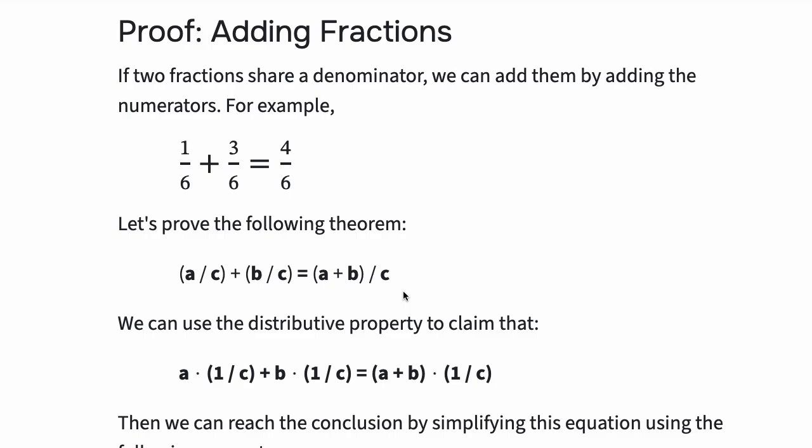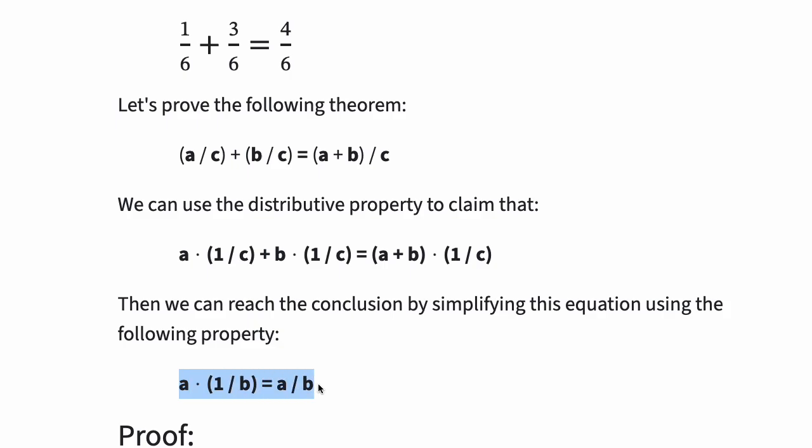Let's prove this theorem. We can use the distributive property to claim that A times 1 over C plus B times 1 over C equals (A plus B) times 1 over C. Then we can reach the conclusion by simplifying this equation using the following property. A times 1 over B equals A over B.